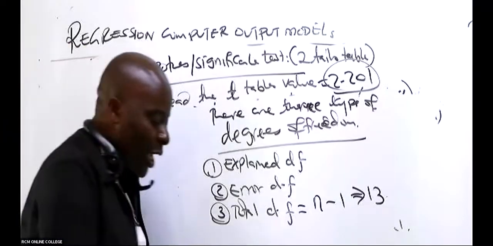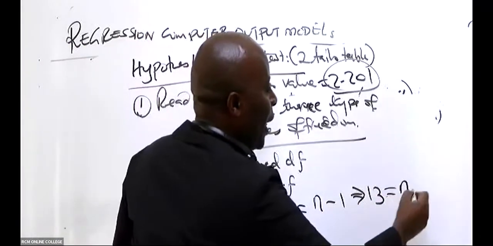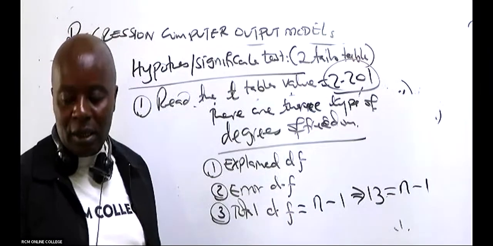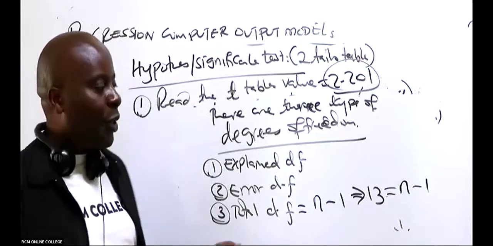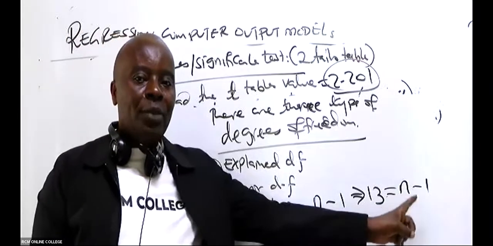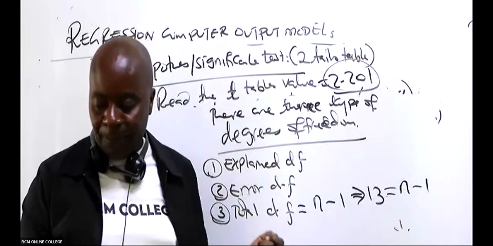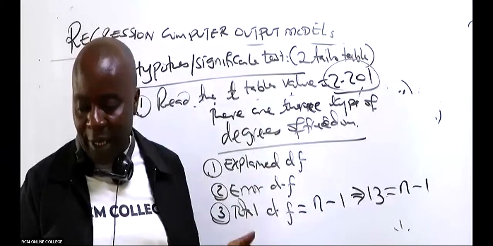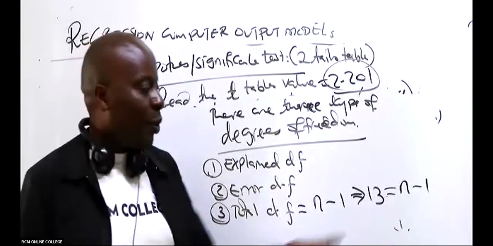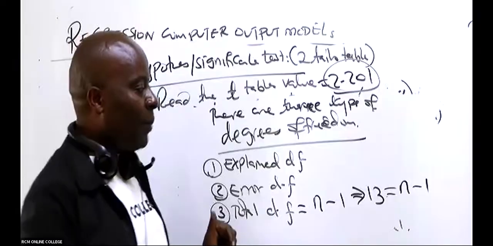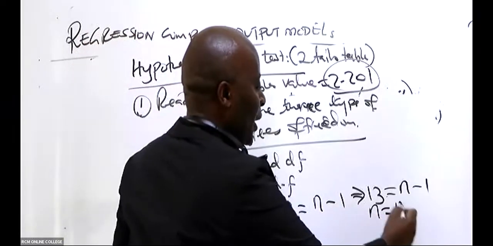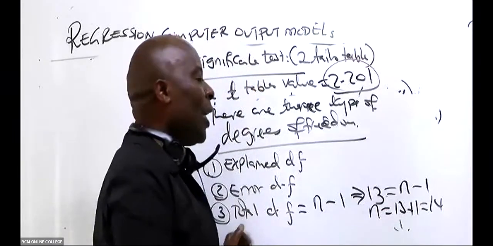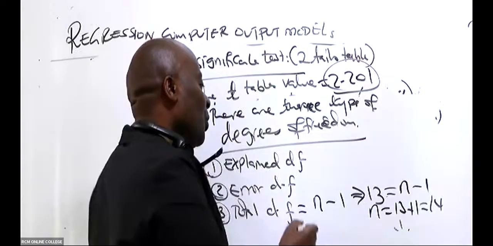Which will be equal to n minus 1. N we don't know. But now because we have everything, we can easily get n. Is there someone who is able to see that n will be 14? Because when this minus 1 crosses over, it becomes plus. The online students in this case started becoming very, very quiet. Because this will cross over, isn't it? So it becomes n equals 13 plus 1. Which gives us what there? 14.